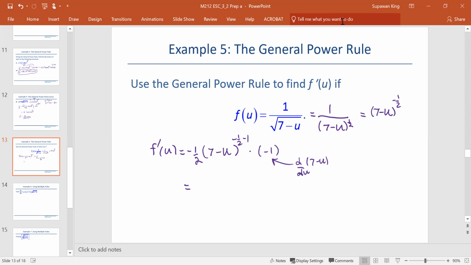And then simplify the numbers. Negative 1/2 times negative 1 becomes 1/2 multiplied by (7 minus u) to the power negative 3/2. We write it with the positive power. Negative 3/2 power becomes 1 over (7 minus u) to the power 3/2. And then write it in a better form as 1 over 2 multiplied by (7 minus u) to the power 3/2.